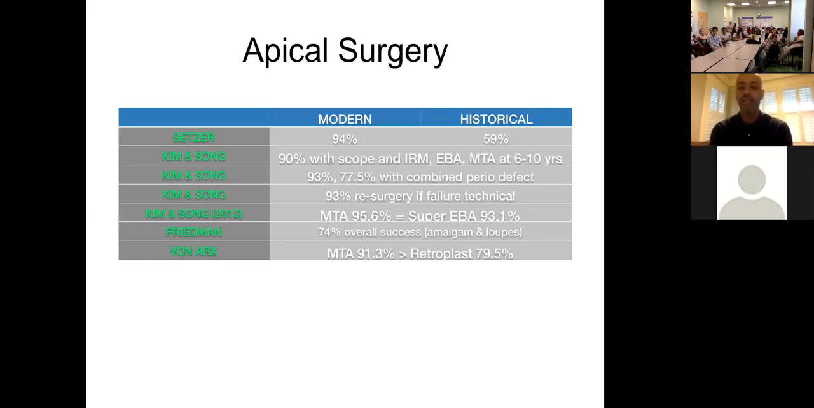This is just to show you that apical surgery does work. I like to round the average of all the studies because I don't believe in ever just one study. So I'm going to say you have about a 9 out of 10 chance that the apical surgery is going to work, as long as they're using the modern techniques, which is the microscope and using MTA or the newer root end filling materials.